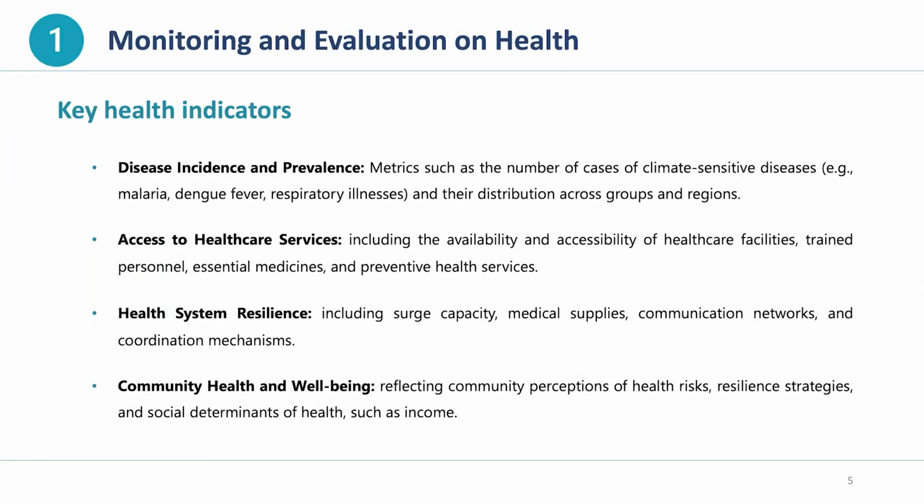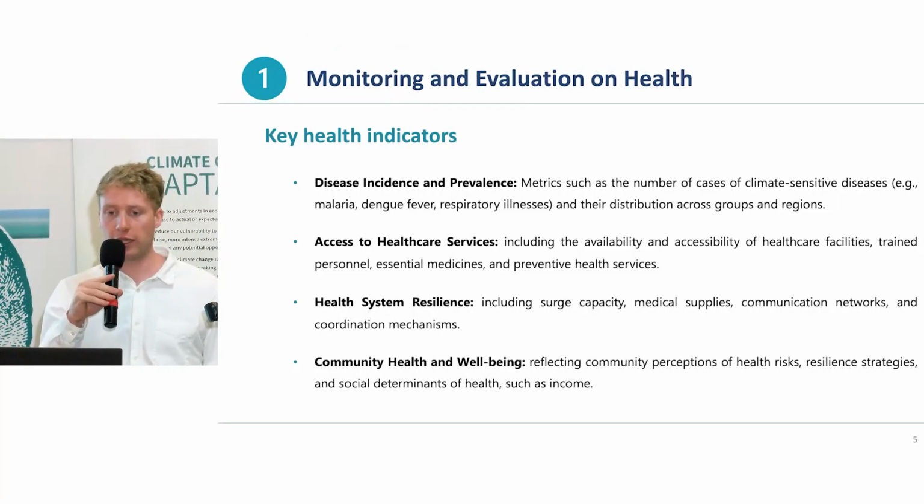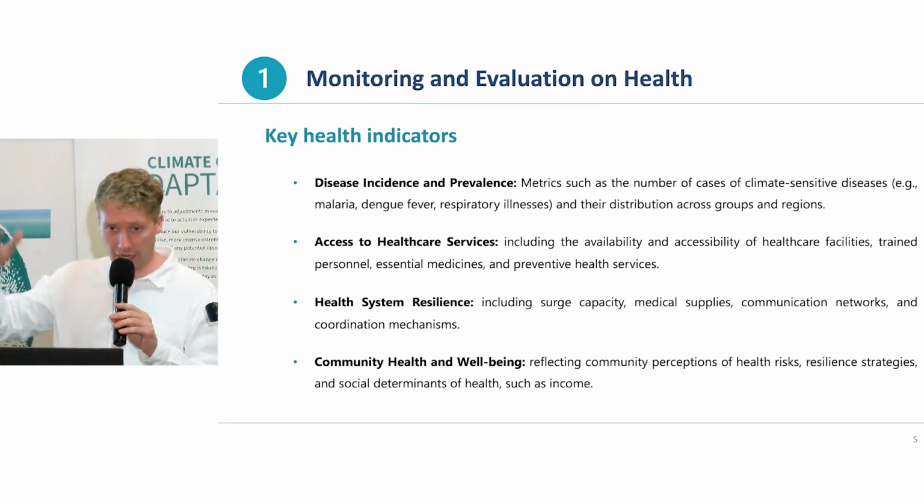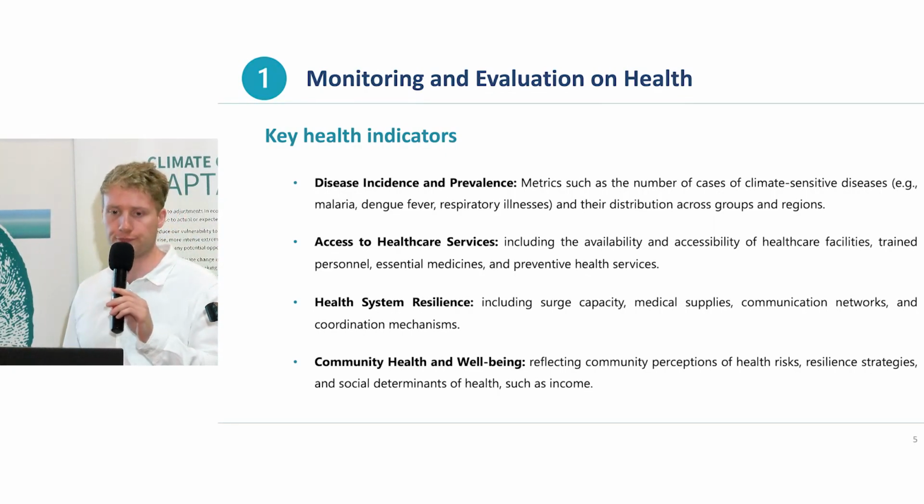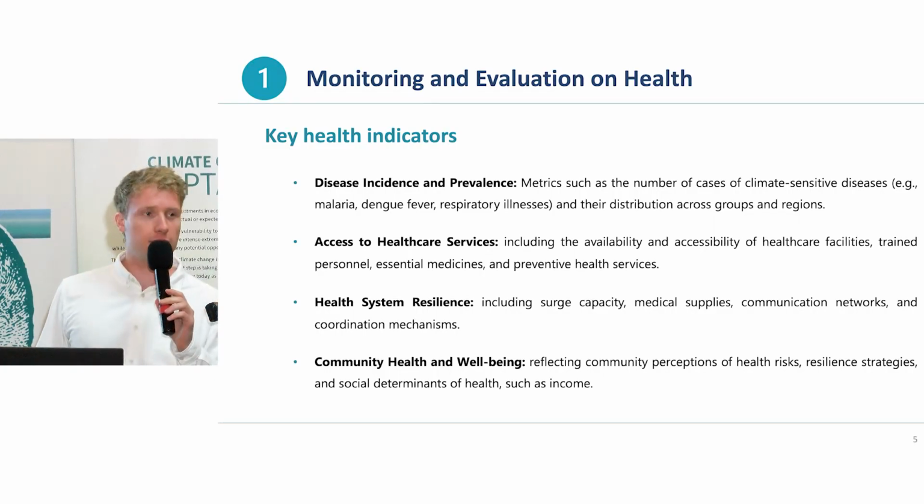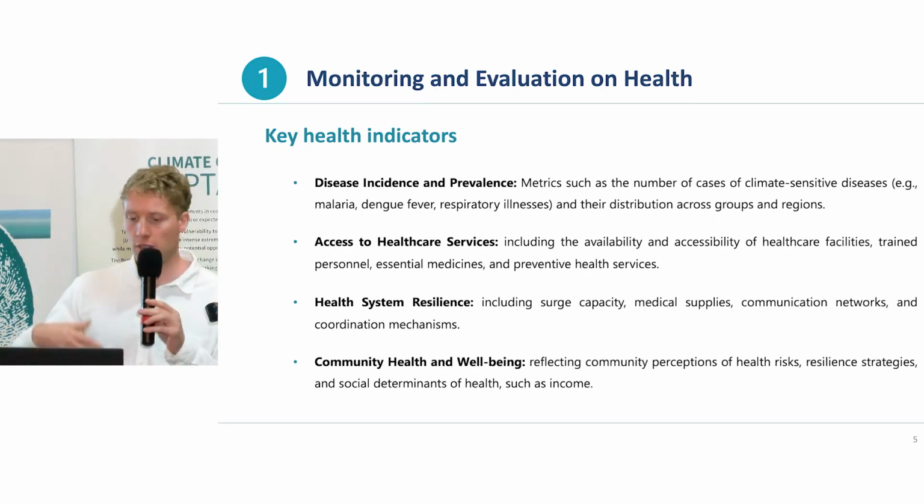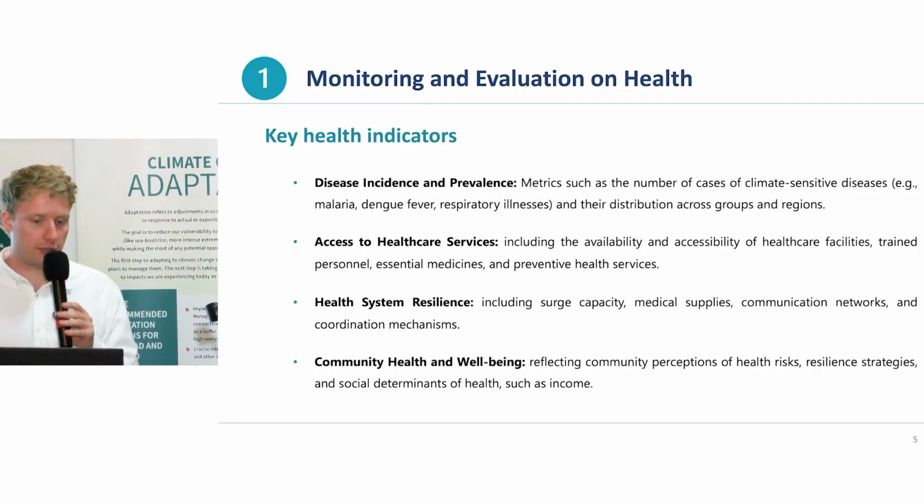We saw some of those key health indicators, right? I just mentioned a few of them: disease incidence and prevalence. These can be metrics such as the number of cases of climate-sensitive diseases, access to healthcare services, if possible, of course, disaggregated by segments of society, also by age groups, by gender, and so forth. Then health system resilience. This taps into my example, for instance, the energy supply for a hospital, the labor supply for a hospital, that the medical equipment is there, and so forth.